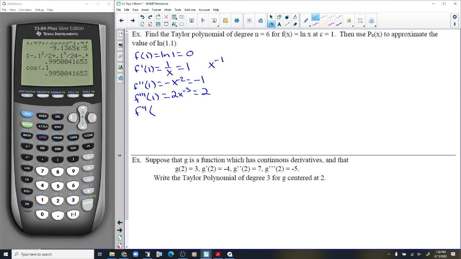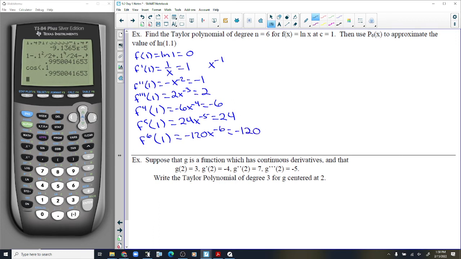I'm going to 6. All right, so 3 more. Here we go. Negative 6x to the negative 4, negative 6. Fifth is 24x to the negative 5. That's 24. And the sixth derivative is negative 120x to the negative 6. And hopefully you recognize those numbers. 1, 1, 2, 6, 24, 120 is factorials. That's nice to recognize.